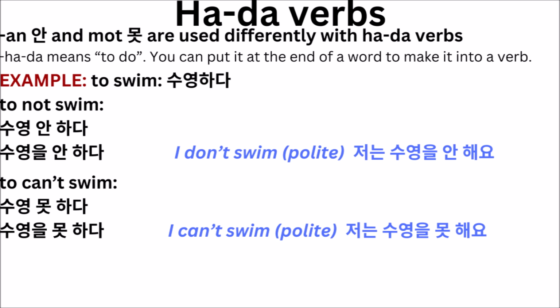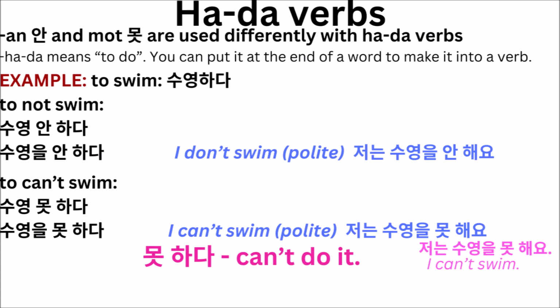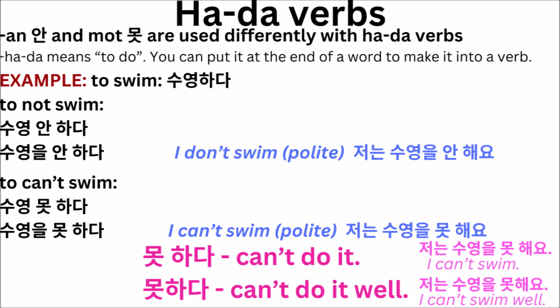Now, here's the deal with the spaces when we're using 못. There is always a space between 수영을 and 못. But if we add a space here, it changes the meaning. If there is a space between 못 and 하다, it means you can't do it. You can't do it at all. You just don't know how. If there is no space between 못 and 하다, it means you can't do it well. You can make an effort, but it won't be very good.